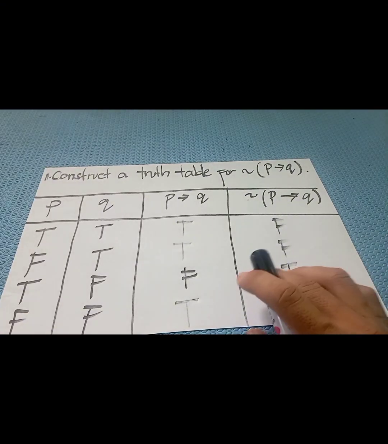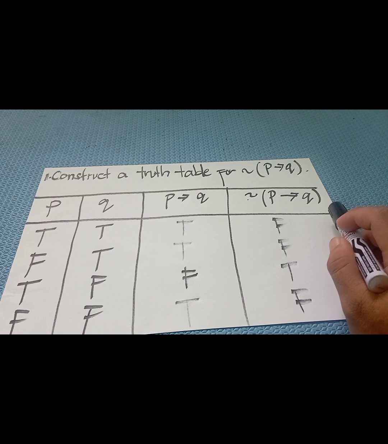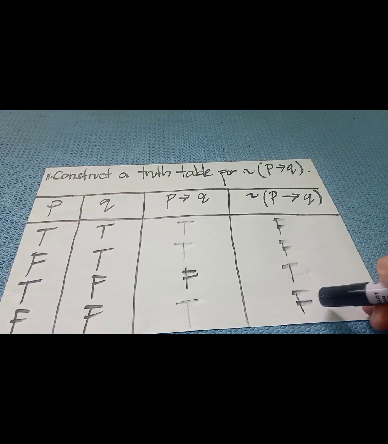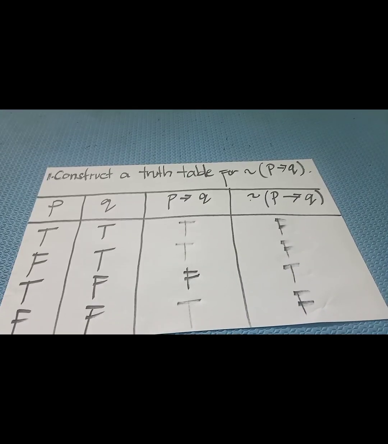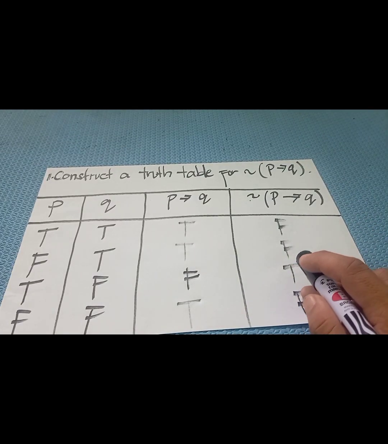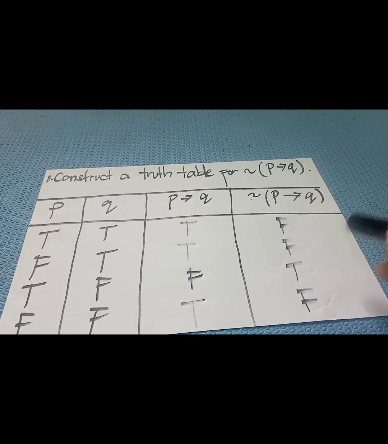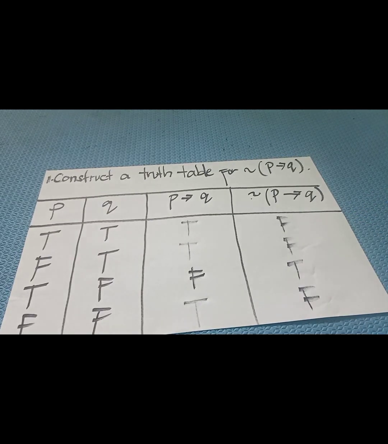In this table computation, the negation of P implies Q results are false, false, true, and false. This total computation result should be a contingency because there are true and false values.